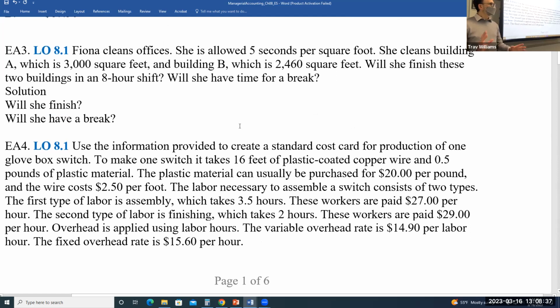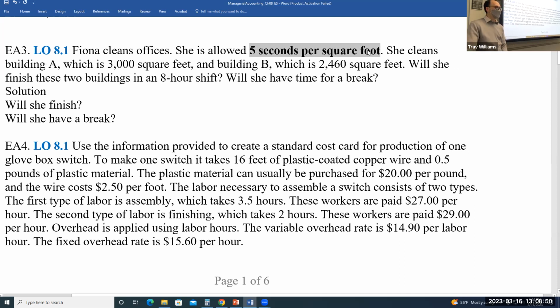All right, this one is a little different. All right, so help me solve this one. Fiona cleans offices. She's allowed 5 seconds per square foot. She cleans building A, which is 3,000 square feet, and building B, which is 2,640. Question is, will she be able to finish both buildings in an 8-hour shift? And will she have time for a break? How do we solve this?